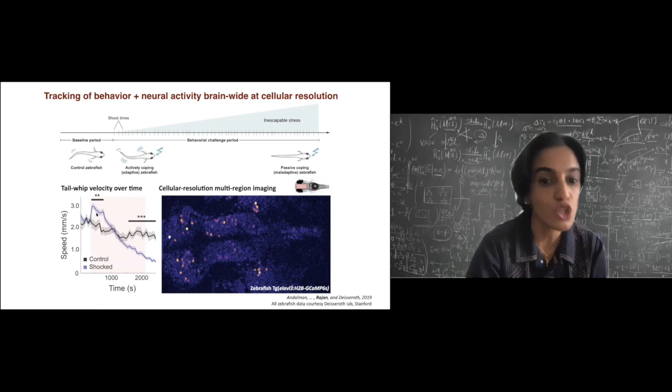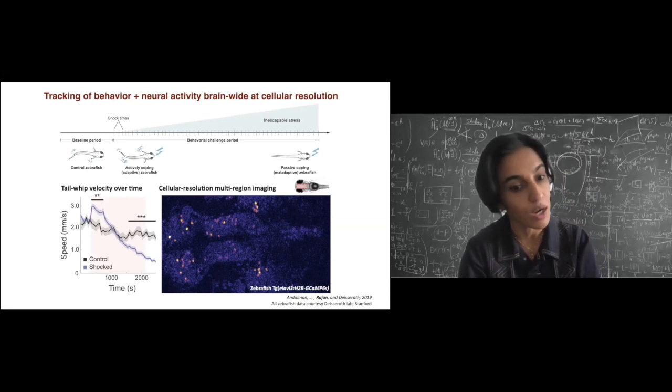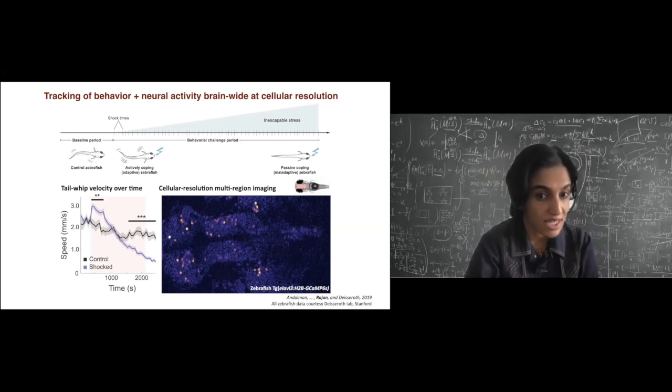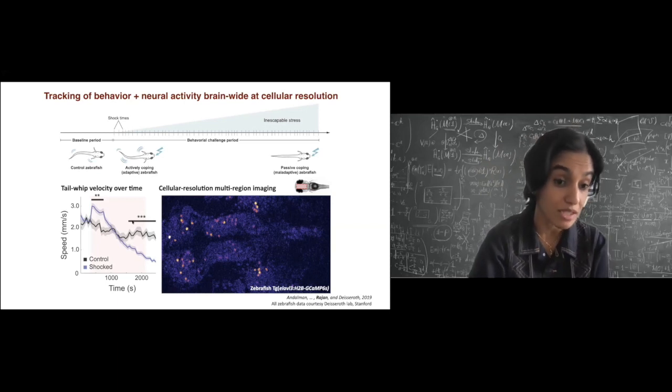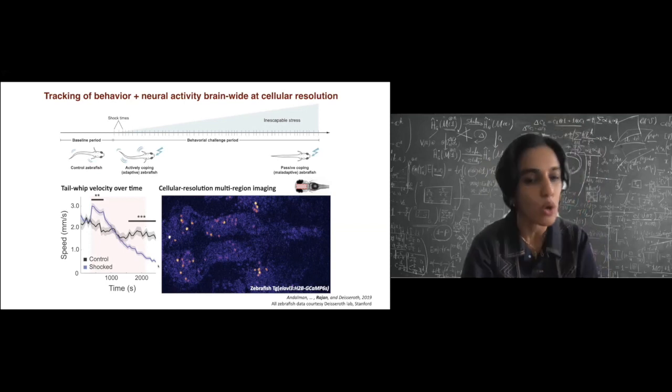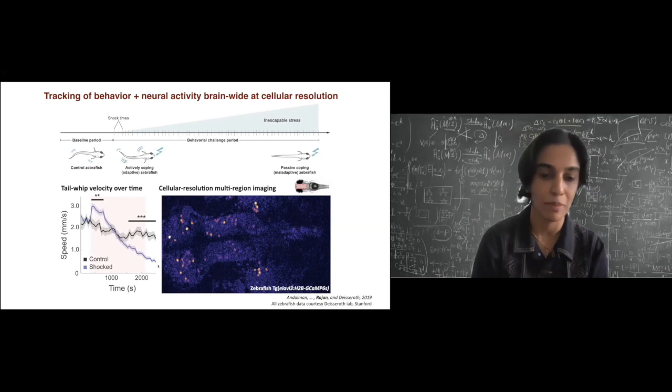And here you see two things. Initially, when the shocks come on, the velocity of the tail whips goes up, as you see, the blue is above the black. And then eventually, the shocks keep coming and the fish can't run away. In the face of persistent inescapable stress, they transition into a different behavioral state known as passive coping, in which now you see the blue is below the black. They don't totally quite cease, but I'll show you a time-varying example in a bit.